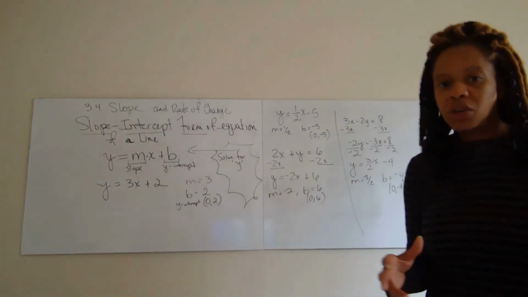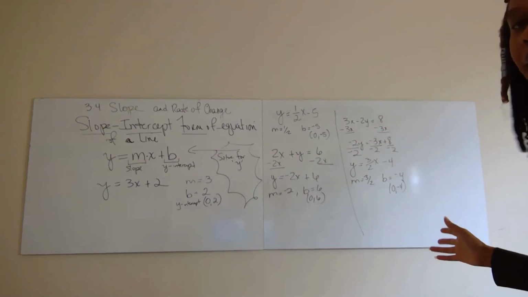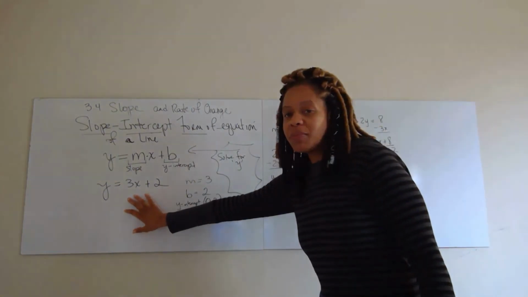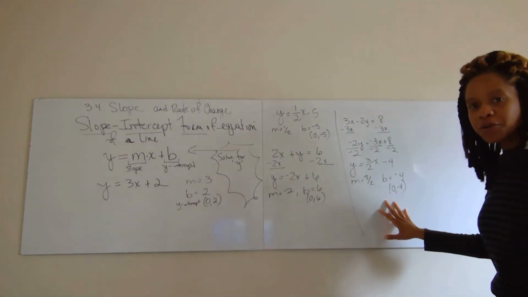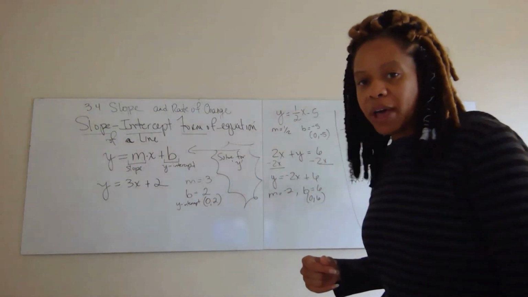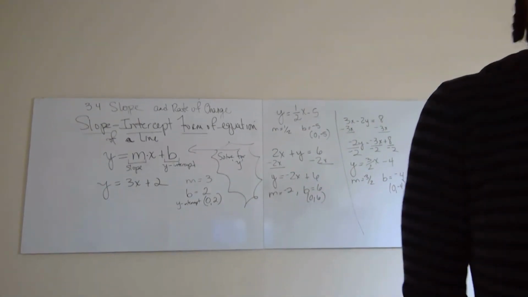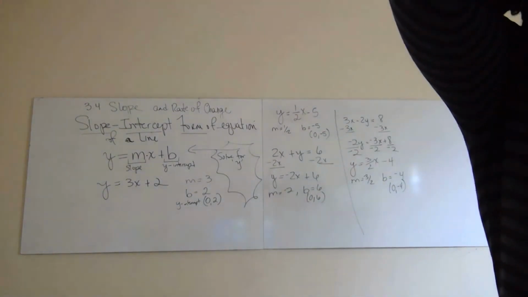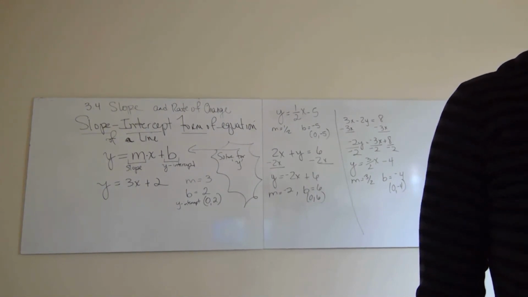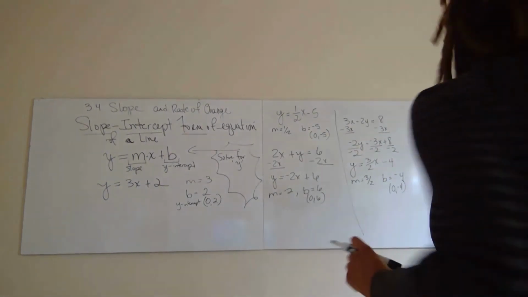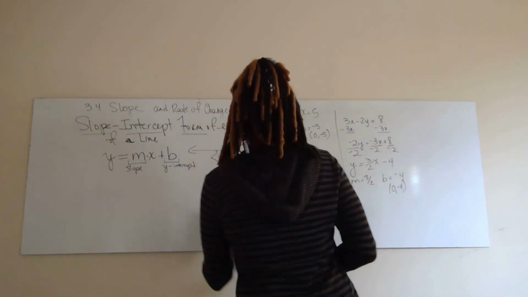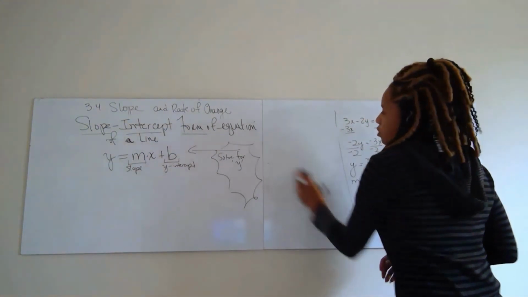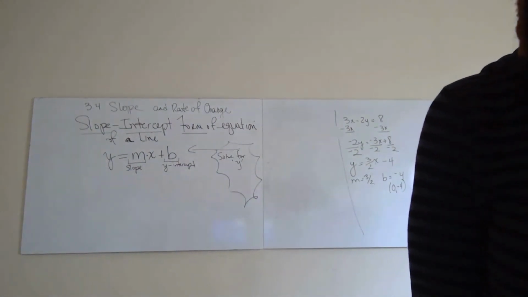So given an equation, you should be able to identify the slope and the y-intercept from that equation. Sometimes it'll already be in the y equals form for you. Sometimes you're going to have to solve for y first and then identify the slope and the y-intercept. Okay? All right, hopefully that makes sense. I'm going to put 2 up here real quick for you to do.